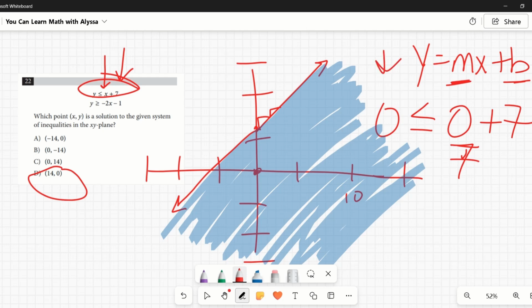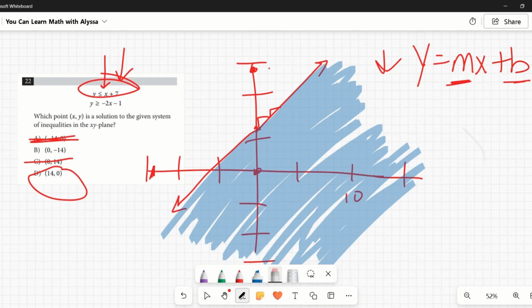I've already eliminated the 0, 14. That one's out. And I've already also eliminated the negative 14, 0. That one's out. So just like with the plugging in method that we used for the first round, it eliminates A and C right off the bat.